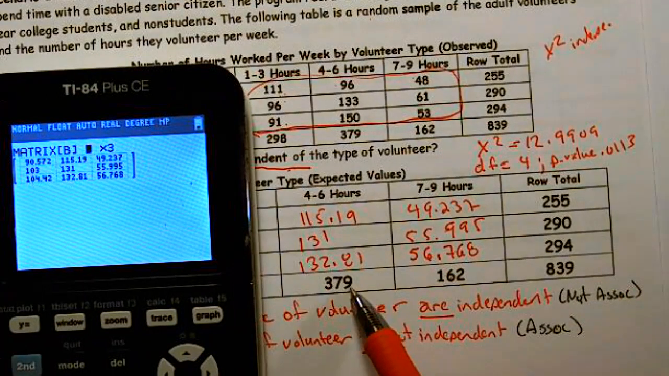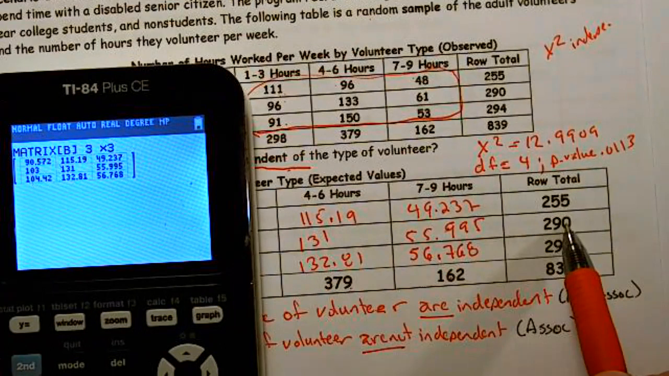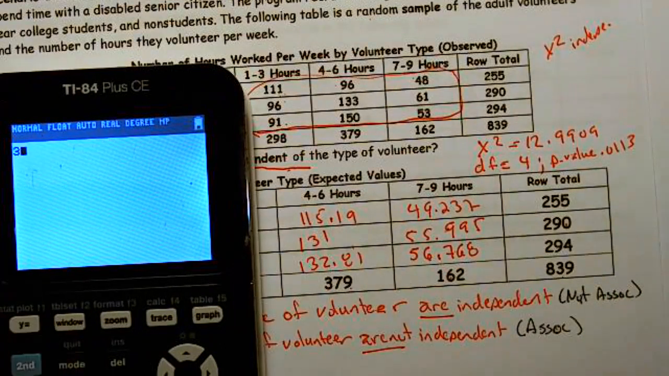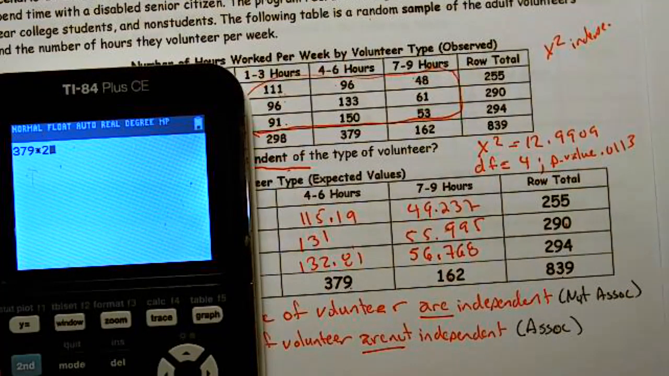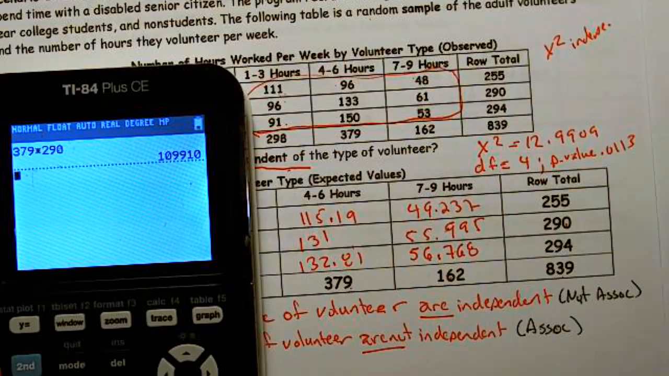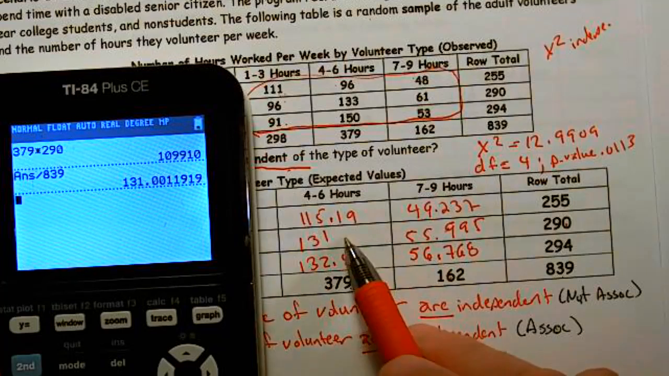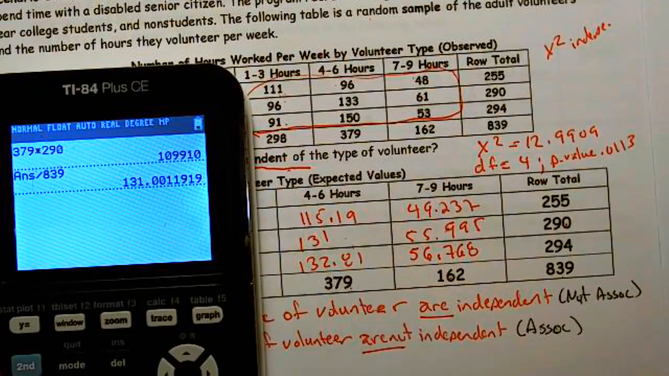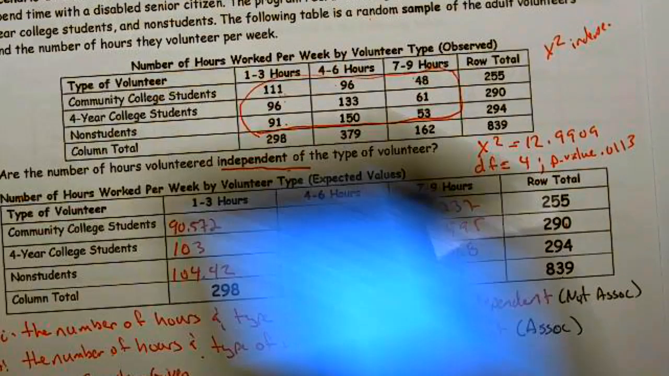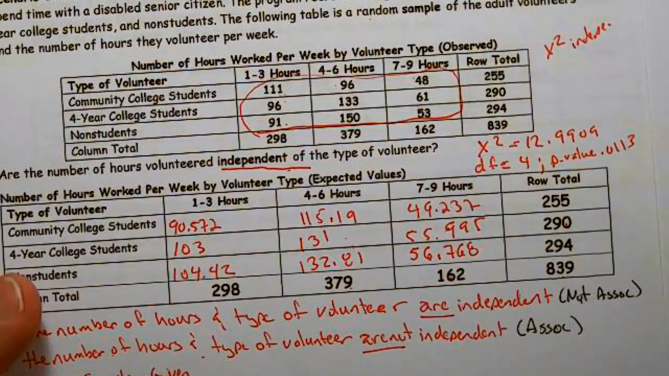I said, well, let's try this out. 379 times 290 divided by this. Let's see if we get that. Second quit. 379 times 290 equals, divided by the 839, and sure enough, we end up getting 131. All right. So you can see real quickly that this is a pretty nice way to approach these problems. All right. So it did that work for us.